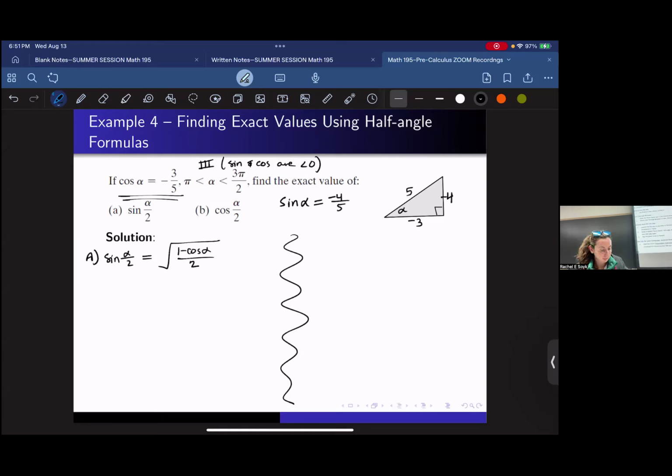Okay. And we want to find sine of alpha over 2. So we have our cosine. Let's just plug it in. Technically, we didn't even need to find our sine of alpha. And so we plug in negative 3 over 5 here.